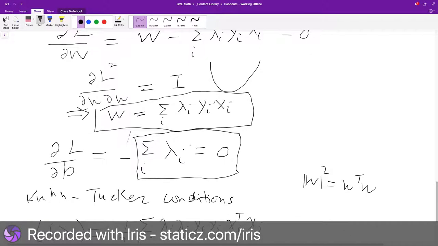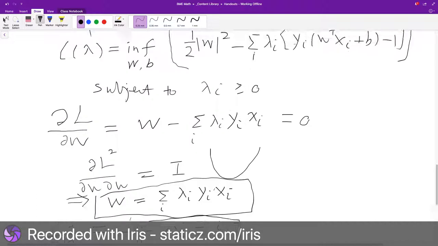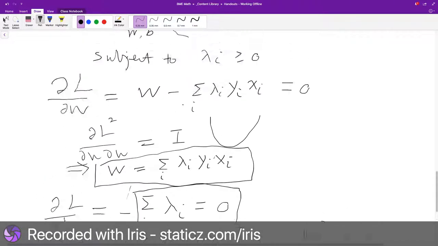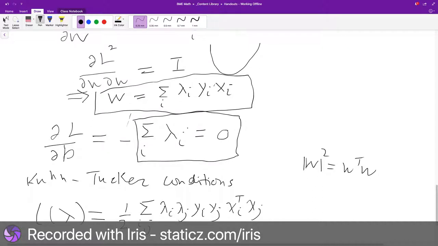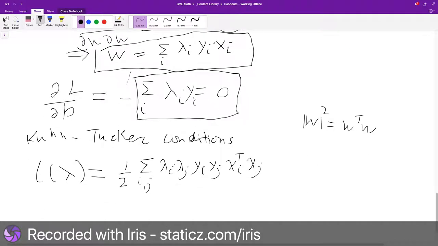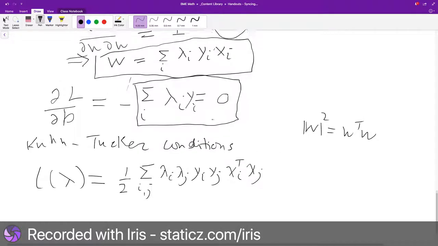Yeah, here, sorry, I missed one thing. When you take the derivative relative to b, here this is lambda, but there's also a term y, right? The y is multiplied by b. So it is like this: lambda i times y i. It's better.